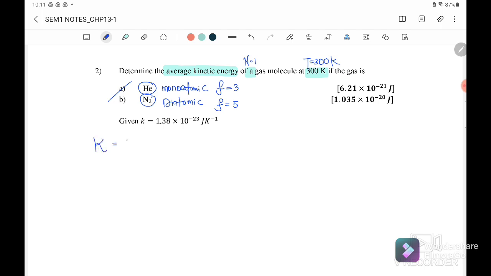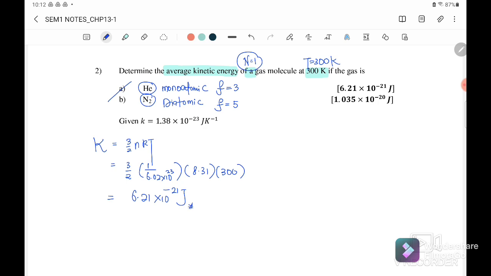K average is equal to 3 over 2 nRT. Because the number of moles is equal to the number of molecules per Avogadro number, we can write 1 over 6.02 times 10 to the power of 23, times 8.31, and the temperature is 300. The answer we get for helium is 6.21 times 10 to the power of negative 21 joule.